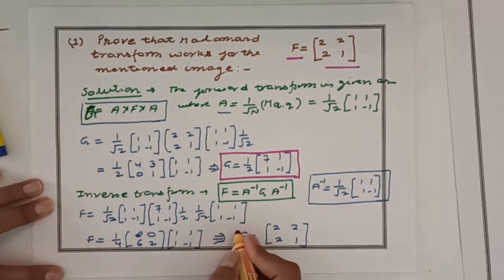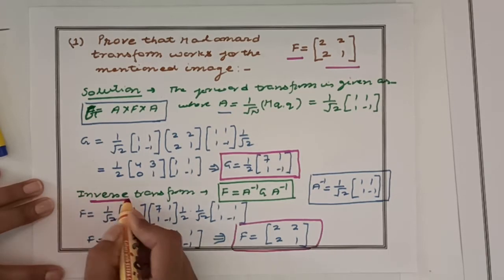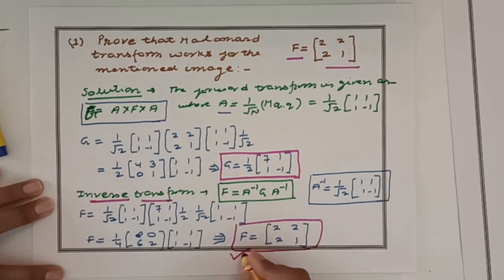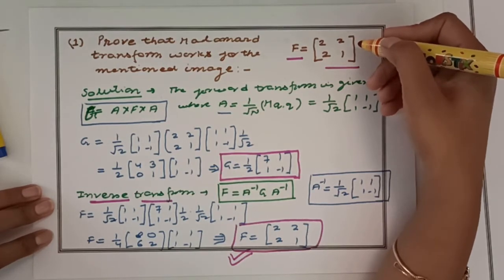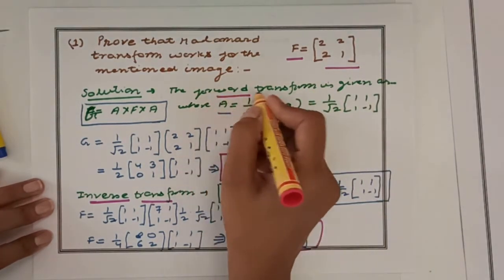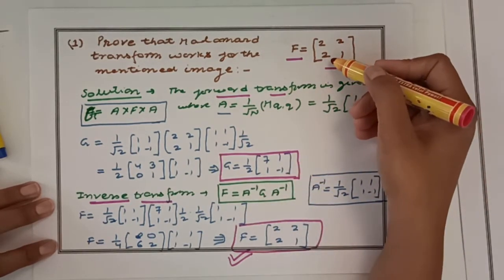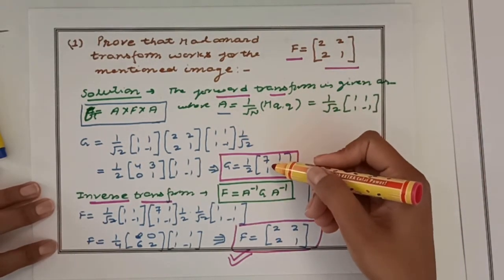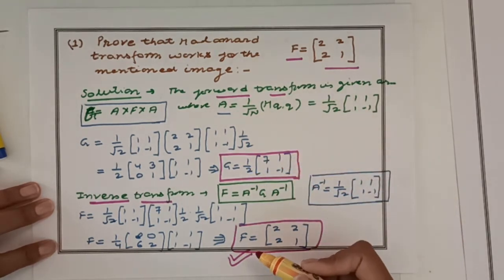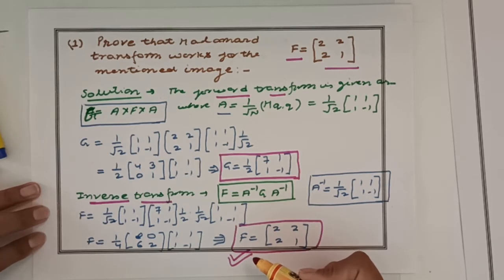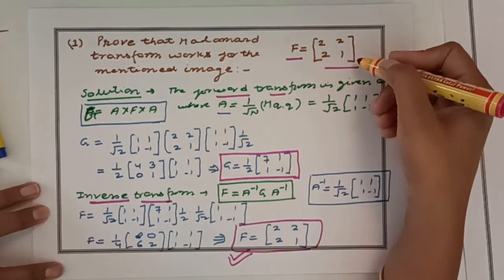So here you can see that from the inverse transform you are getting the original image F, which is the same as the given matrix. When you calculated the forward transform, you got this G from F, and by applying the reverse again you are getting the original image. It means Hadamard transform works well for the given image.